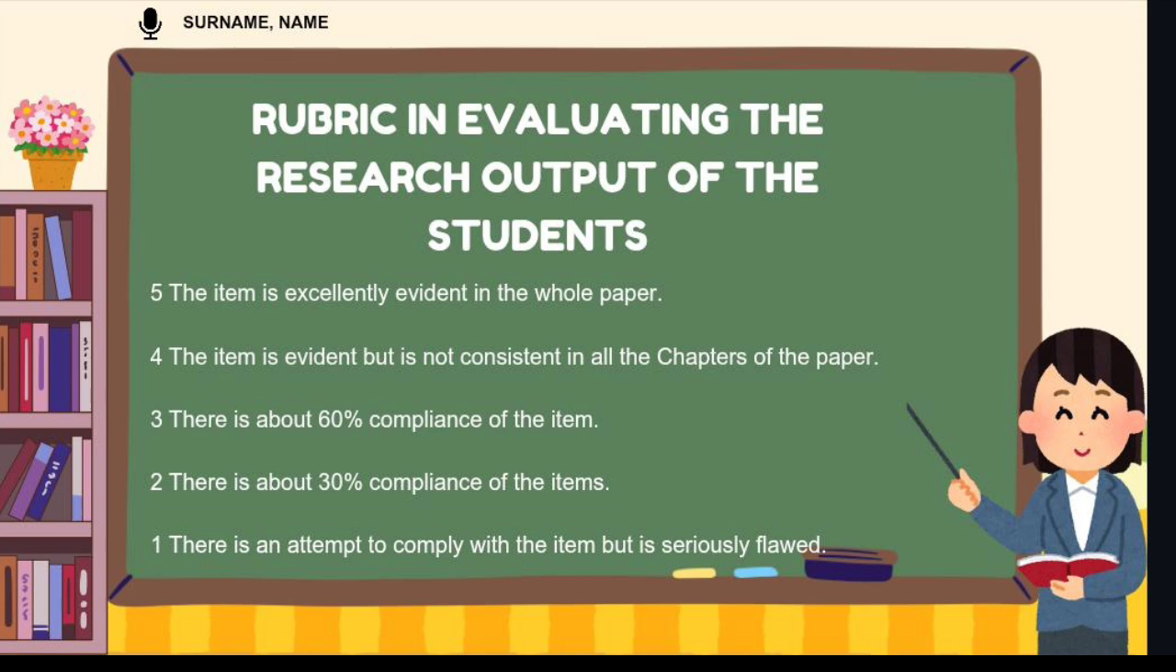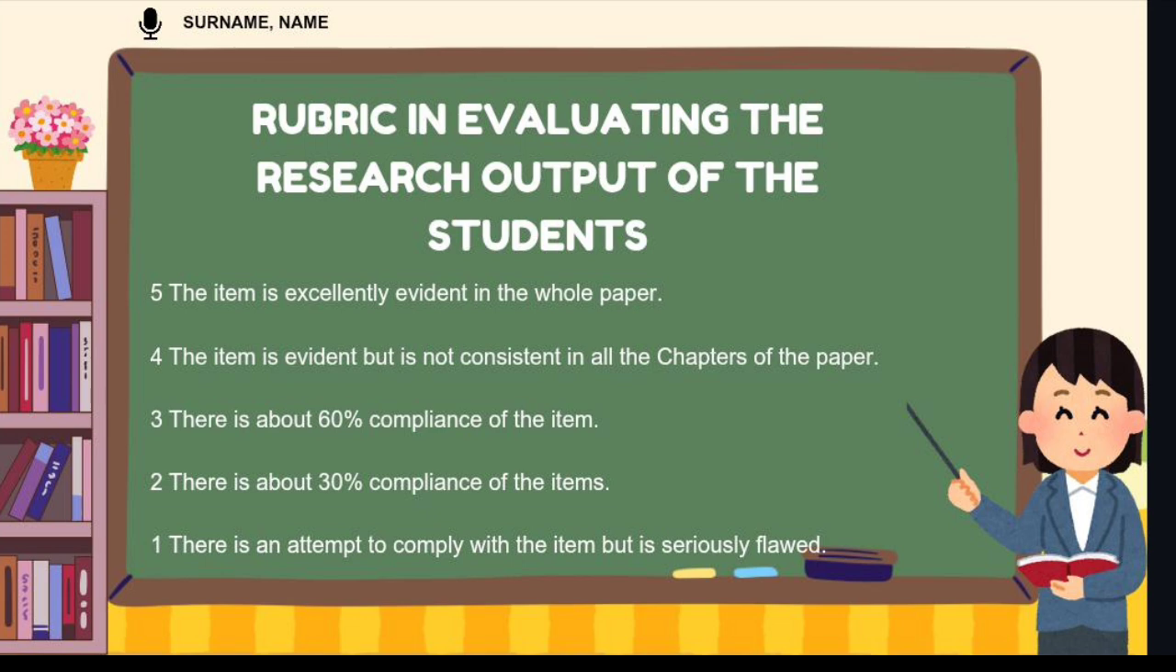The next one is 4. This item is evident, but it's not consistent in all the chapters of the paper. This suggests that the item is present in the paper. Its implementation or visibility varies across different chapters. Some parts of the paper demonstrate it well, while others might be weaker or even lacking.